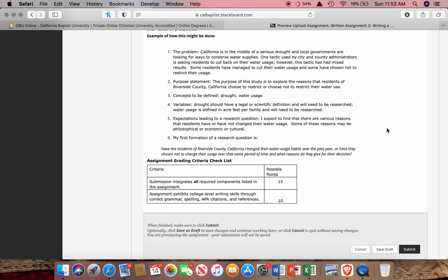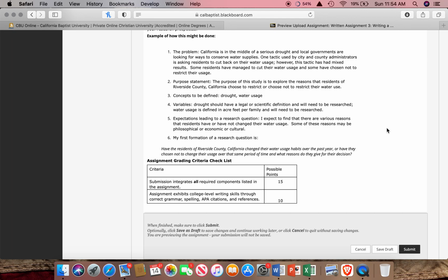So you can see that there is a problem. And the problem is that some residents are adhering to these rules and some are not, when it comes to the drought. So the purpose statement is: the purpose of the study is to explore the reasons that residents of Riverside County, California choose to restrict or choose not to restrict their water use. And as you can see, that purpose statement is manageable. Manageable in that it is very direct in where your study is going to take place. It's going to take place in Riverside County.